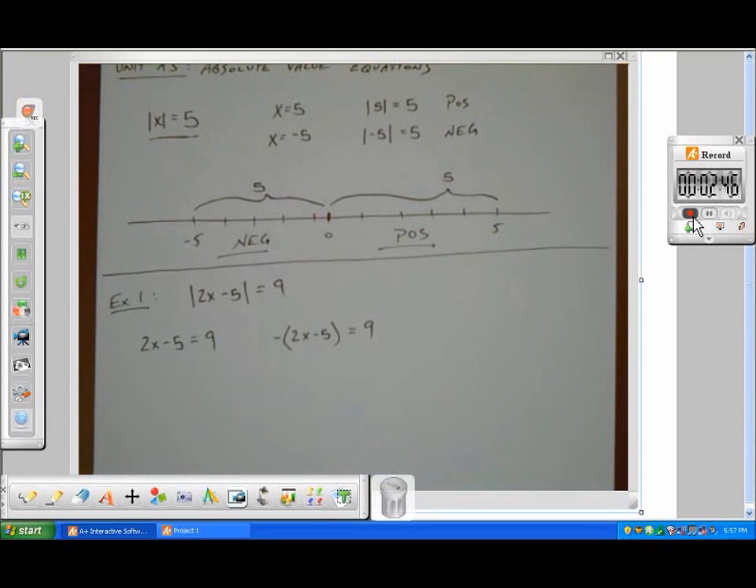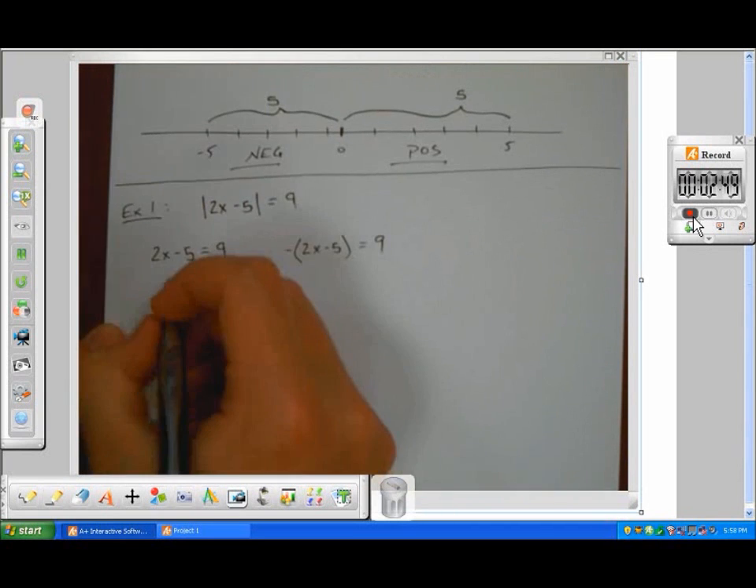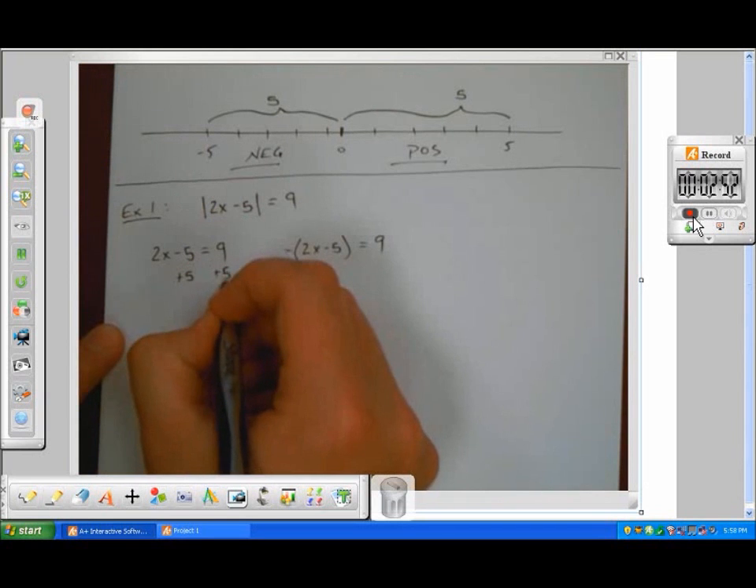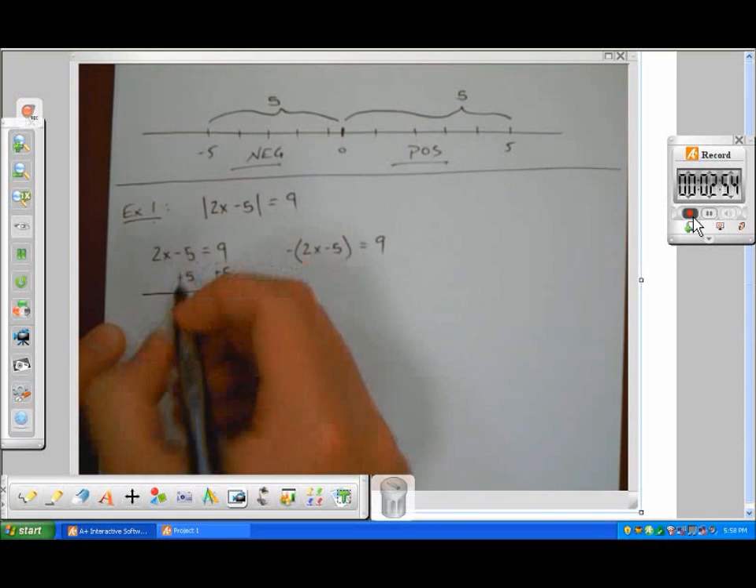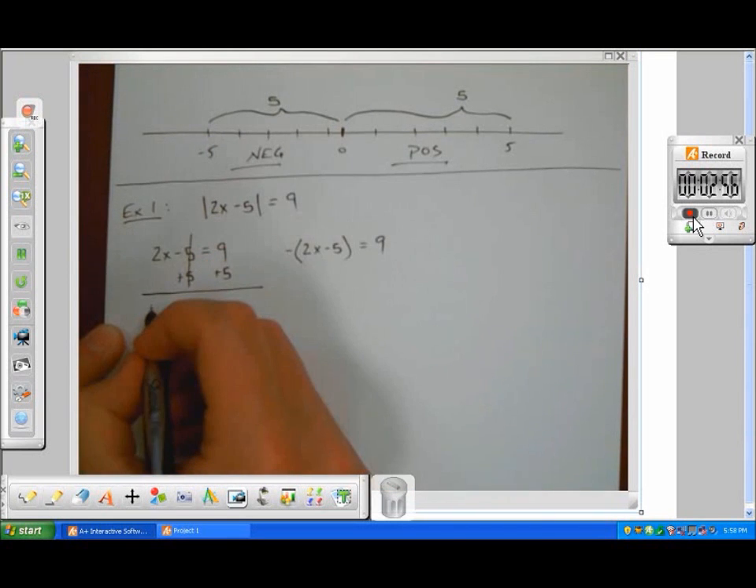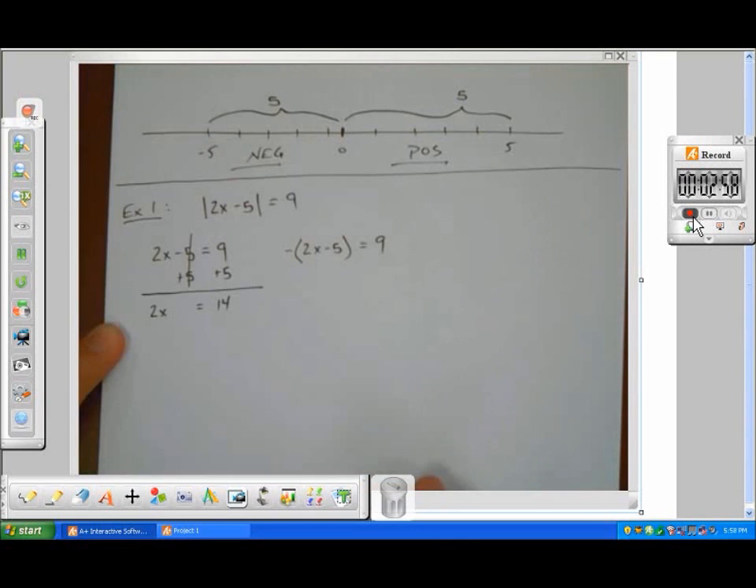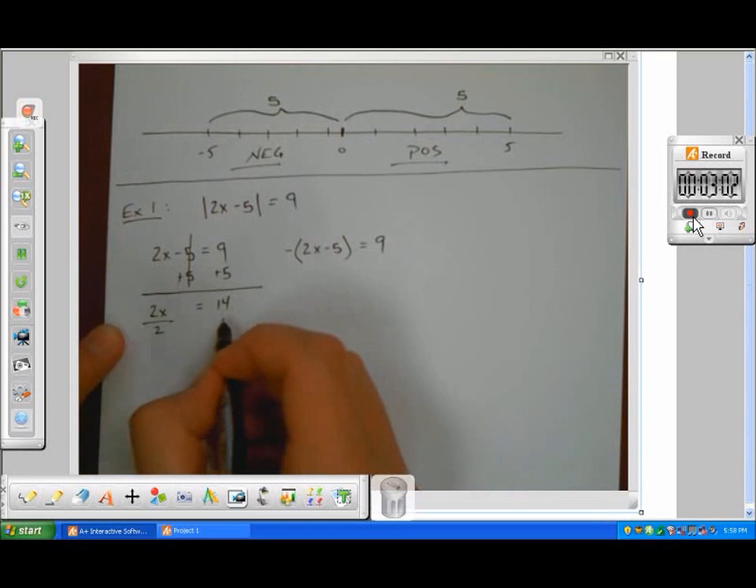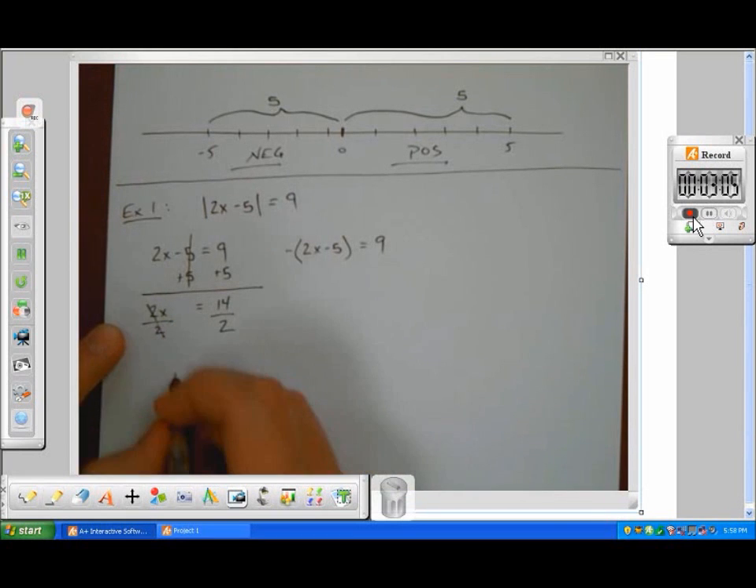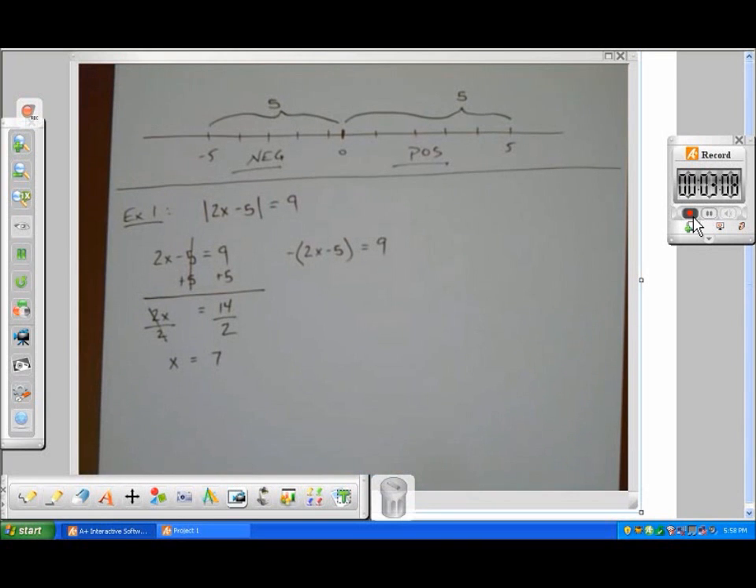So over here, we're going to solve this equation. Add 5 to both sides. These cancel. 2x is equal to 14. Then divide both sides by 2. Those cancel. X equals 7. So I know that that is one of my possibilities.